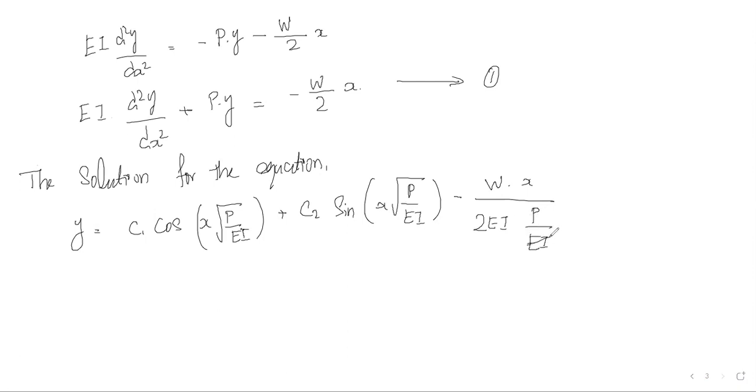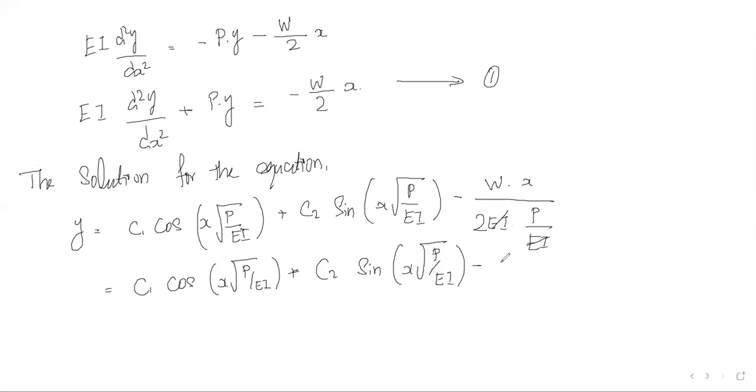So EI gets cancelled. So the equation becomes c1 cos x into root P by EI plus c2 into sin x into root P by EI minus w into x divided by 2P. So this is the solution for equation 1.